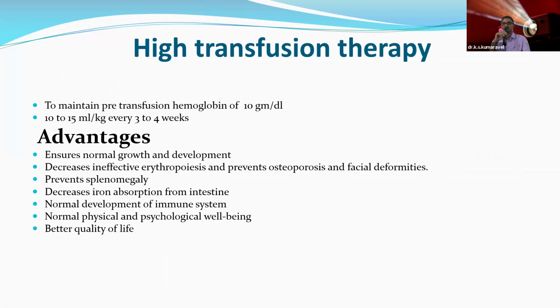Okay, the high transfusion regimen is preferable because it ensures normal growth and decreases ineffective erythropoiesis, and the facial deformities will be reduced. It also prevents pneumonia. It decreases iron absorption from the intestine and allows normal development of the immune system. The endocrine system will also be normal. Psychological and physical well-being will be there, and better quality of life. But all at the cost of iron overload.